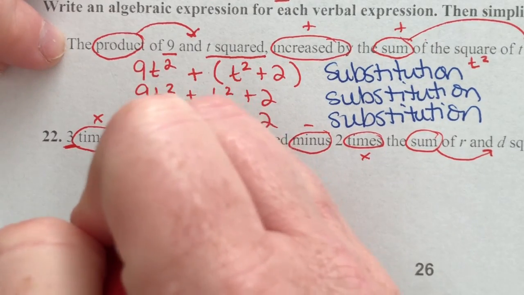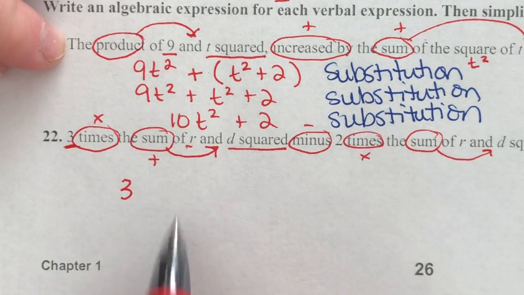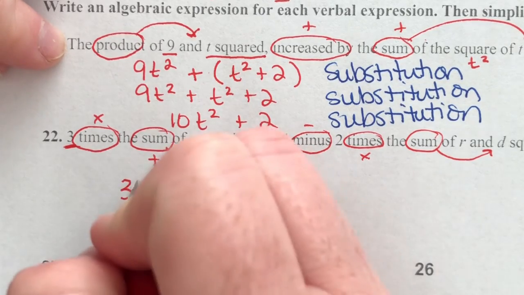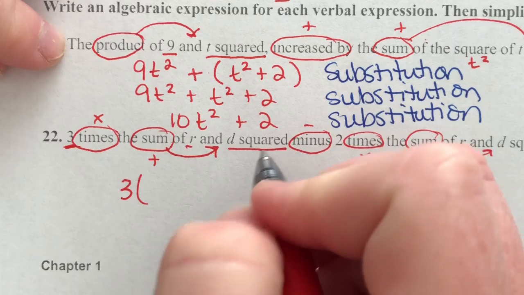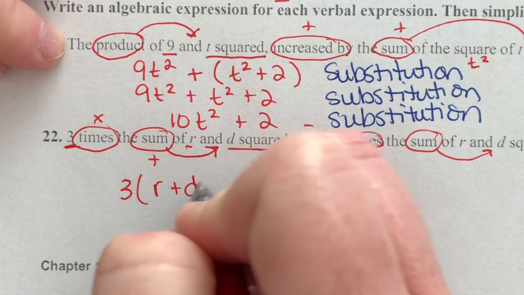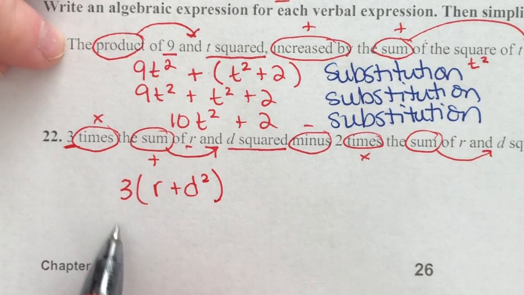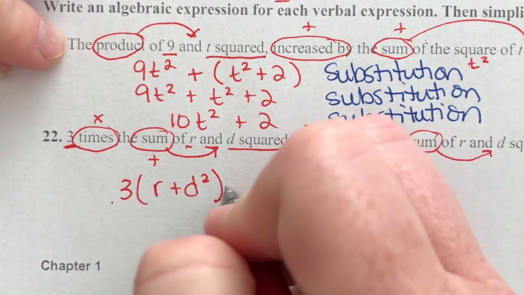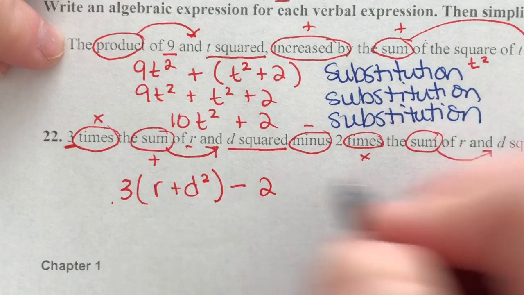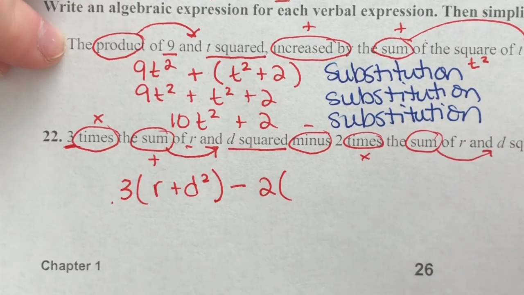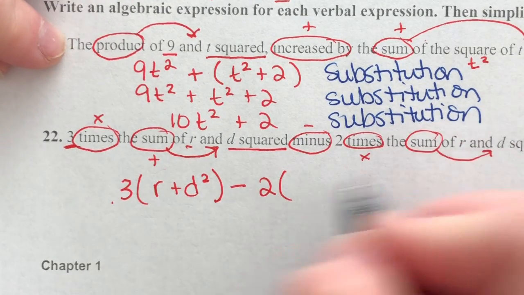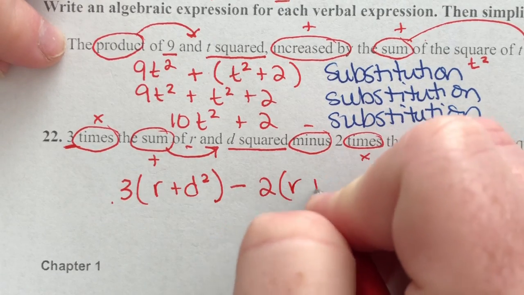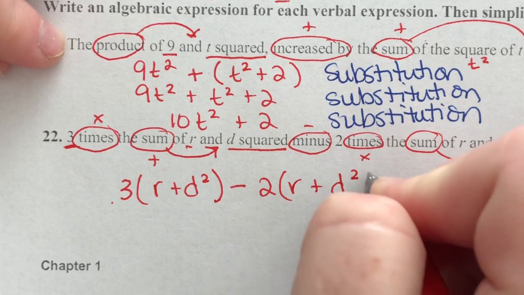3 times the sum of, so that's going to show that I have to add these things together before I multiply it by 3. So I have to use parentheses. R and d squared, r plus d squared. So 3 times the sum of r and d squared minus 2 times the sum of, so I'm going to have to use parentheses again and add this stuff at the end inside parentheses before I can multiply it by 2, r plus d squared.